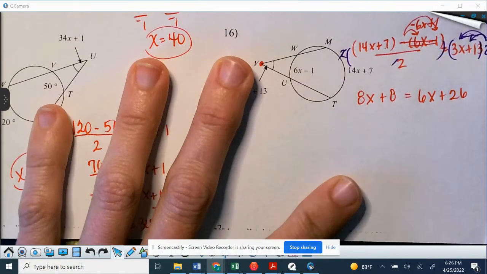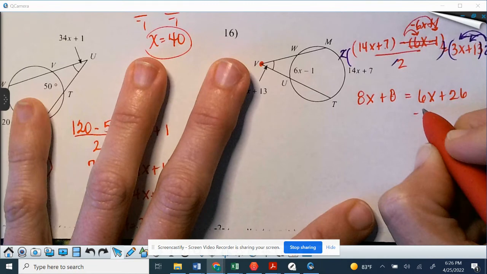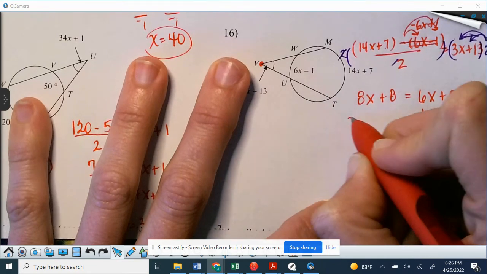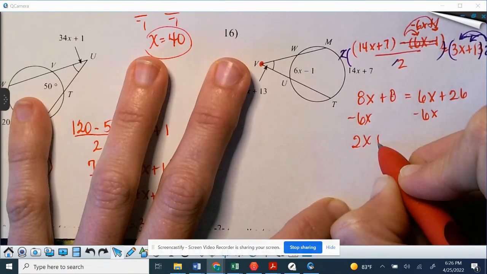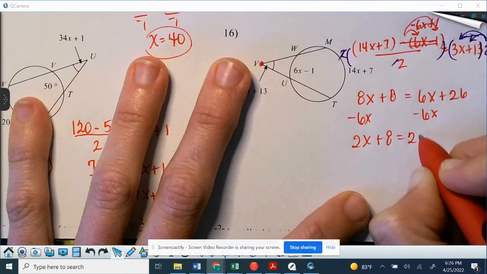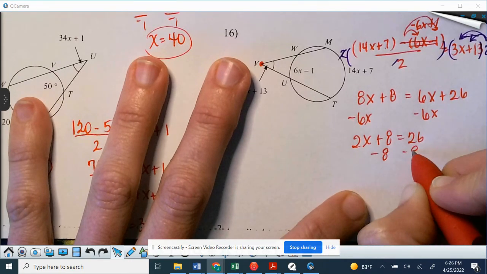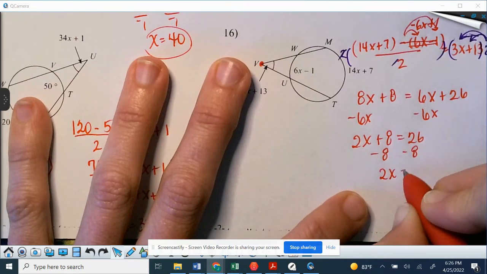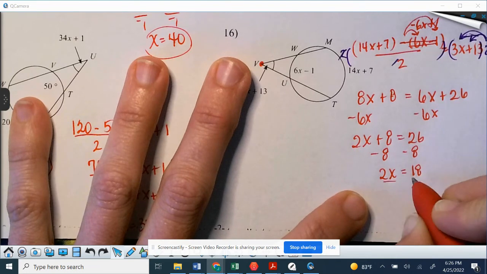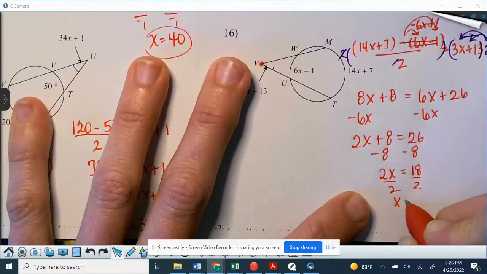Now you're going to solve for x. You can move whichever way you would like. I like to move towards positive x. So 2x plus 8 equals 26 minus 8. 2x equals 18. Divide both sides by 2. x is going to give us 9.